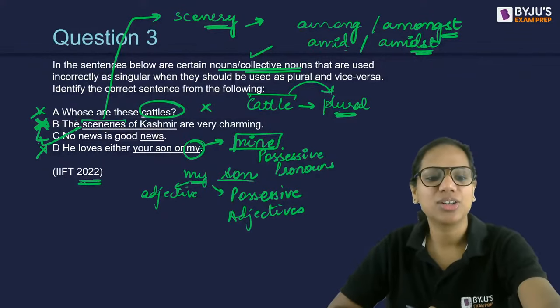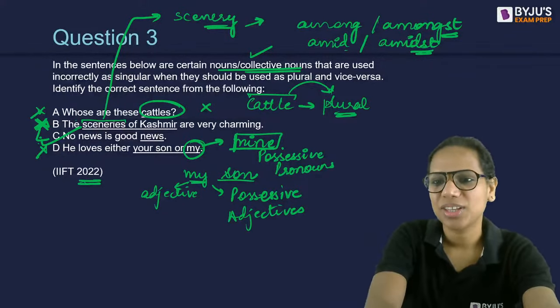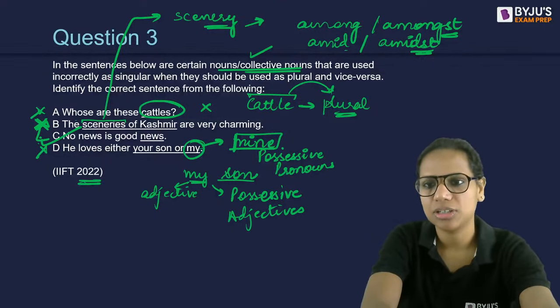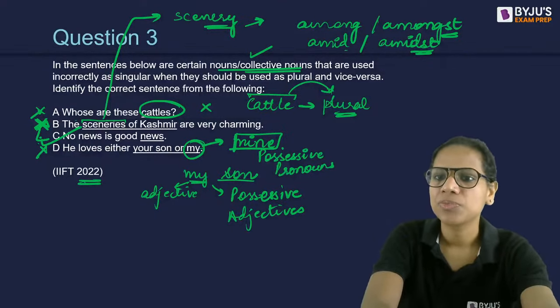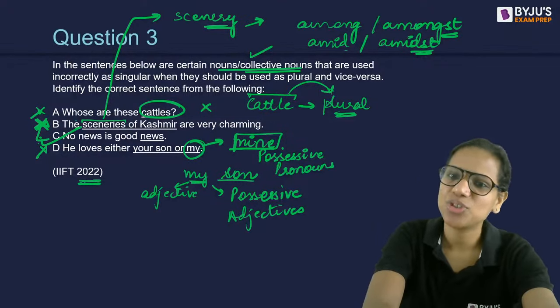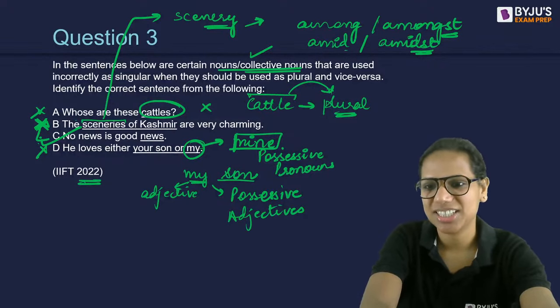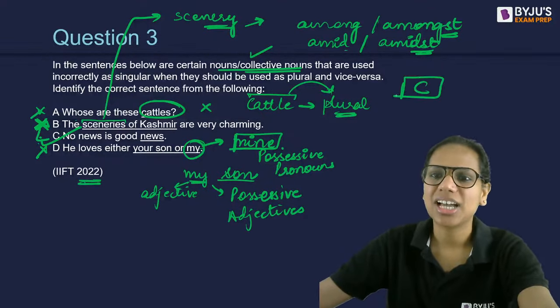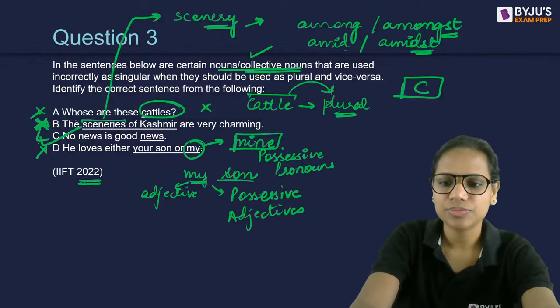C is the answer. No news is good news. If we haven't got any news from them, that means it's good news. So news is never plural. News is always singular, right? So all of you said it. Nihar, Apurva, Ankita, Pragya, Vinees, absolutely correct. Good. So C is our answer here. I hope this is clear to everyone.